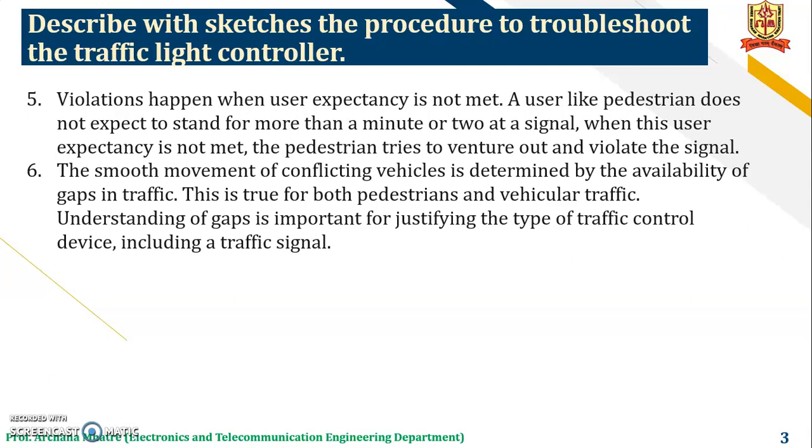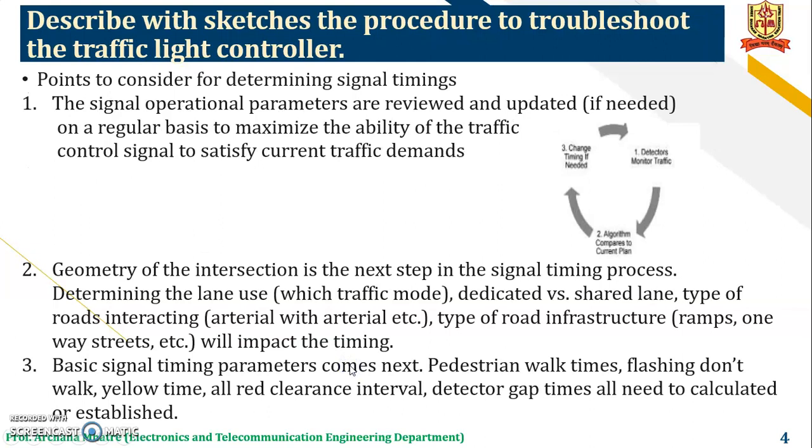Now, this is the procedure to troubleshoot the traffic light controller. Now, the next points to be considered for determining the signal timings. The first point is that the signal operational parameters are reviewed and updated if needed on a regular basis to maximize the ability of the traffic control signal to satisfy current traffic demands.